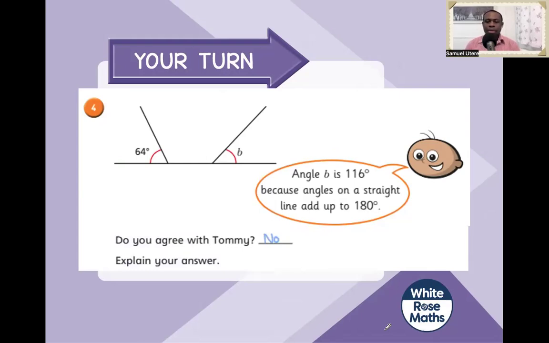Why? Remember, he says angle B is 116 degrees because angles on a straight line add up to 180 degrees. Well, he did not complete the statement properly. Not just angles on a straight line. Yes, there are angles on a straight line, but adjacent angles on a straight line add up to 180 degrees. So he is not right.